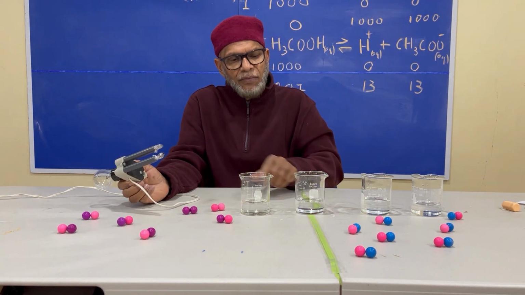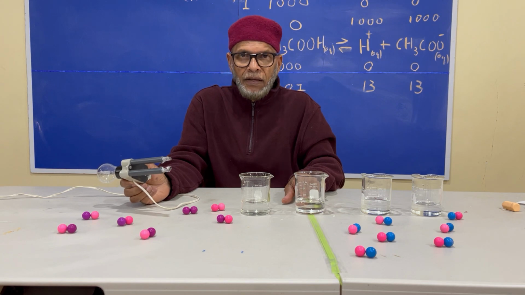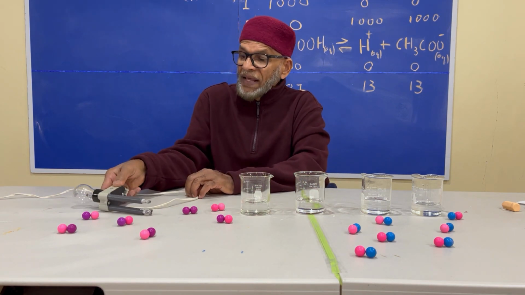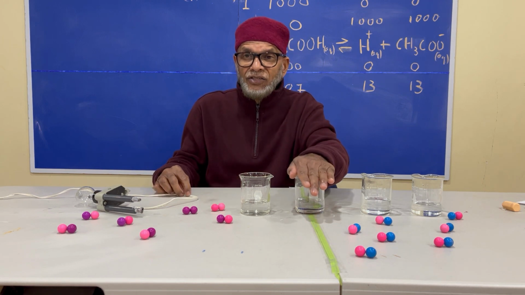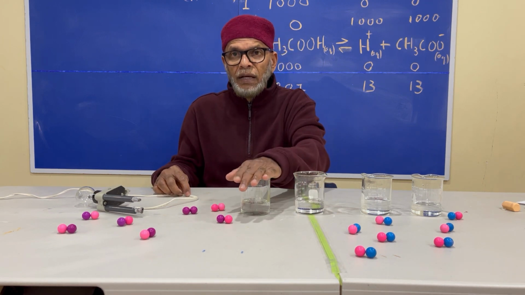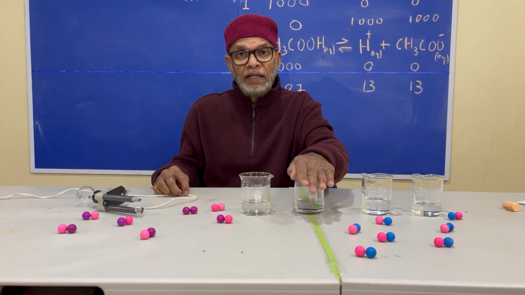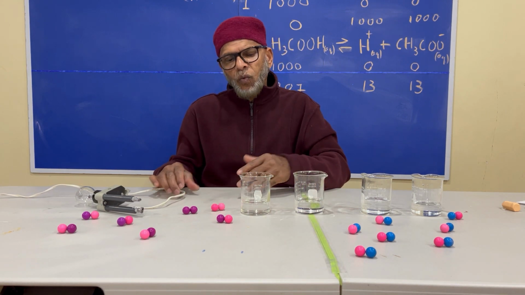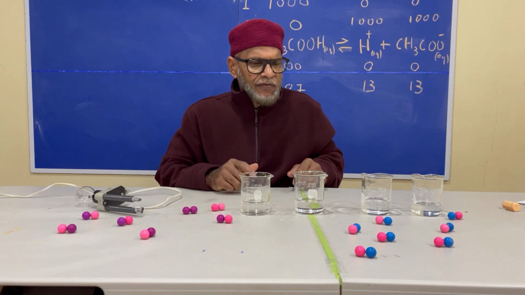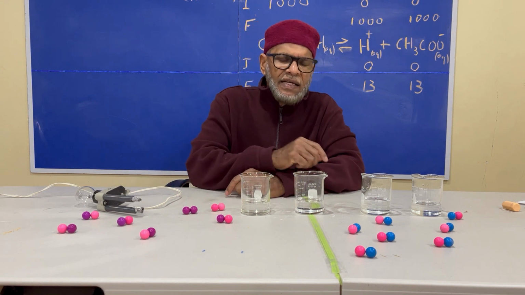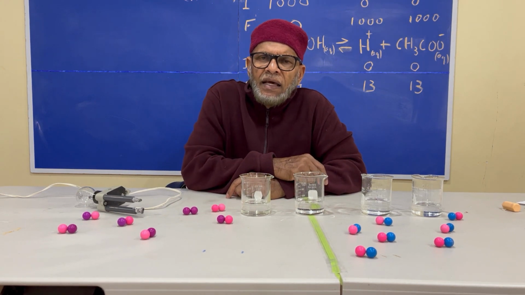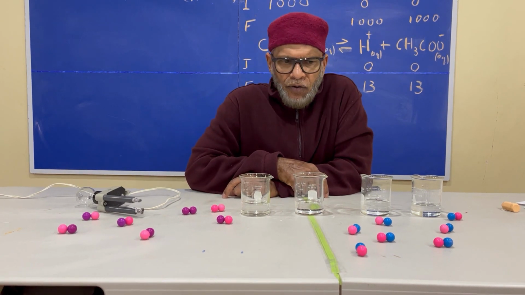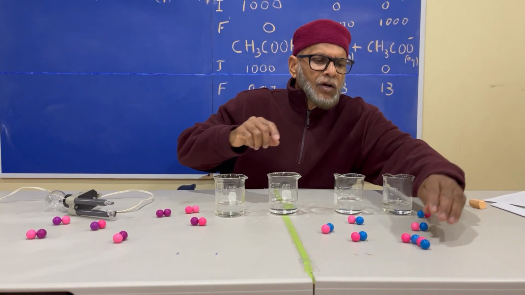So what can we say about the concentration of ions in hydrochloric acid compared to ethanoic acid? We can simply say that this has a higher concentration of ions than this one. That is why this is able to conduct electricity much more than this one. So why is that? The explanation for that is this. It is said that hydrochloric acid is a strong acid. So a strong acid, therefore, is said to ionize completely.